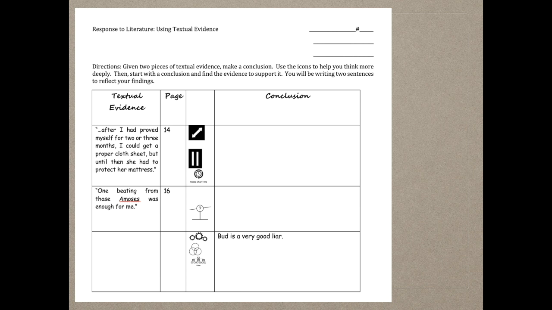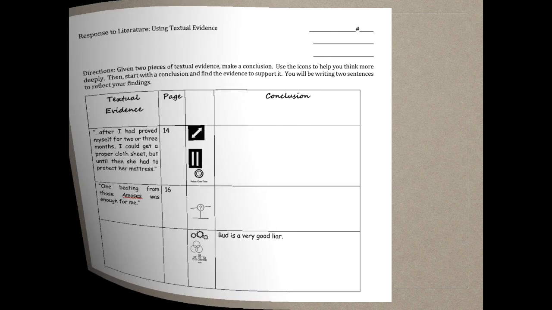So now you're going to do the opposite. You're going to go back through the chapters and find evidence that Bud is a very good liar, and then you're going to write down that evidence and the page number you found it on. And that is your assignment for today, to fill out this worksheet. And that's about it, practicing textual evidence.